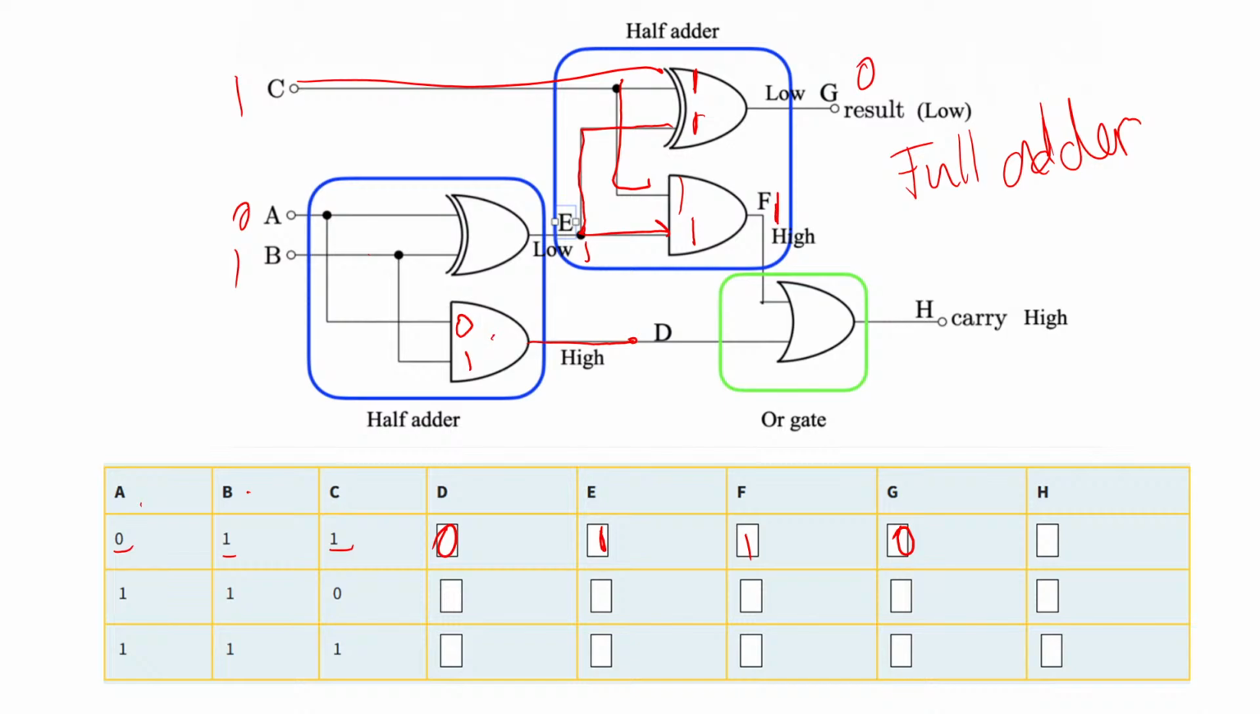So we have D here as being 0. So D, 0 is going to come into here, and 1 is going to come into here. And what do we get? We get 1 coming out to H. Hopefully that makes sense. You just have to follow it along.